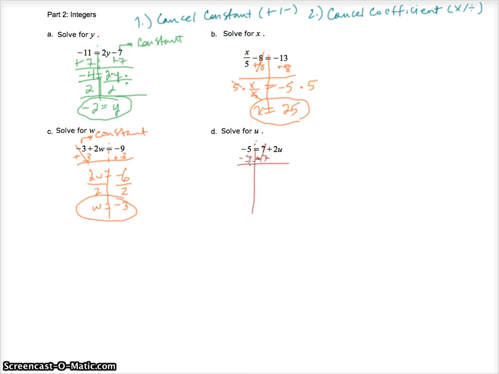So those 7's cancel, and I end up with 2u over here is what's left. And negative 5 minus 7, well, that's adding them, so that's negative 12 equals 2u. This is multiplication, so here I just want to divide both sides by 2, and I end up with negative 6 equals u. Alright, so just remember to cancel your constant, cancel your coefficient, and apply your sign rules.